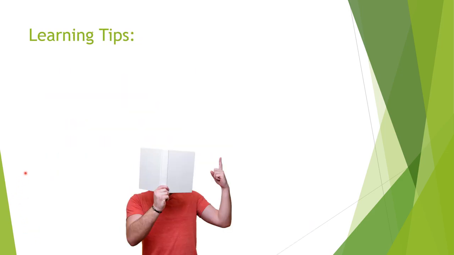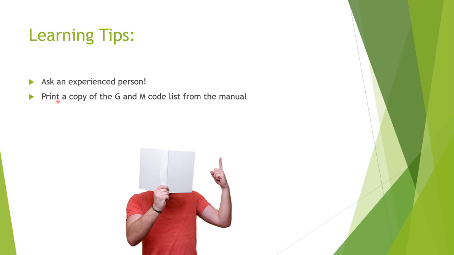A few tips that I want to leave you with are this. 1. Ask an experienced person. You can't ask for more than advice from someone who already knows what they're doing. 2. Find the table in the manual that lists all the G and M commands and what they do for your machine and make a copy. Tape it next to the machine control panel if you need to and use it for reference until you're familiar with what they do.